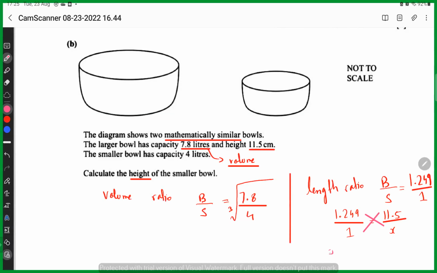So x is going to be 11.5 divided by whatever you got on your calculators as the previous thing. So for that, how do we do it? We do 11.5 divided by and then press the answer key. Answer key has the previous answer stored in it. Okay. And this is going to give you 9.2. This is 9.2 centimeters. This is the correct answer.